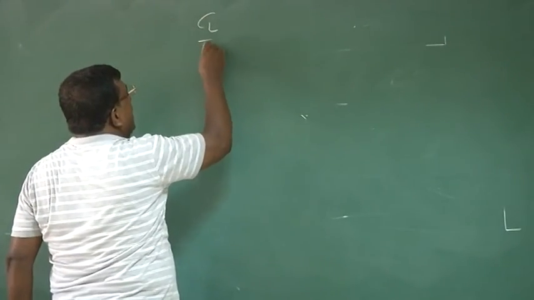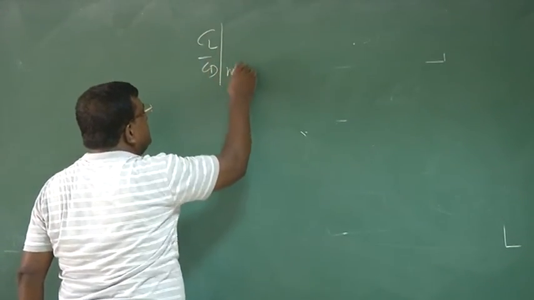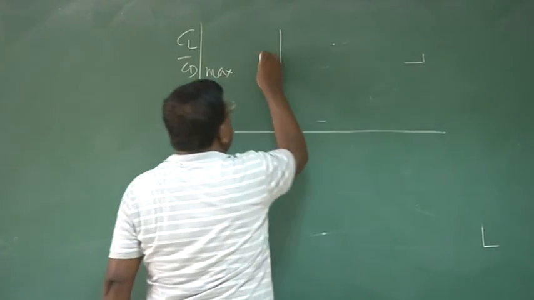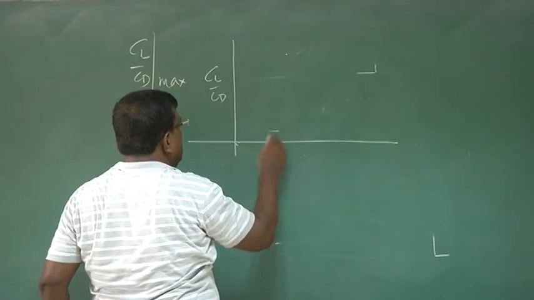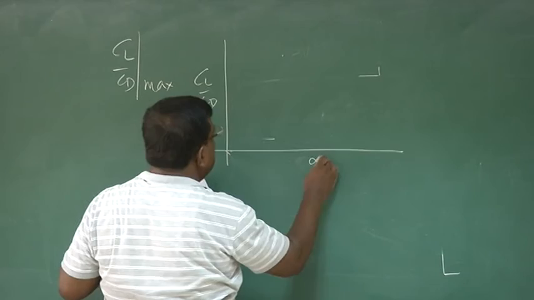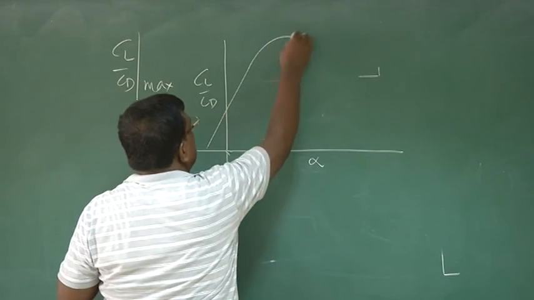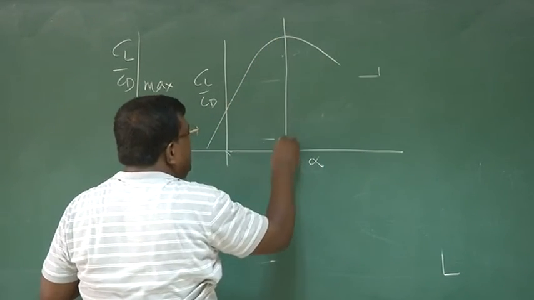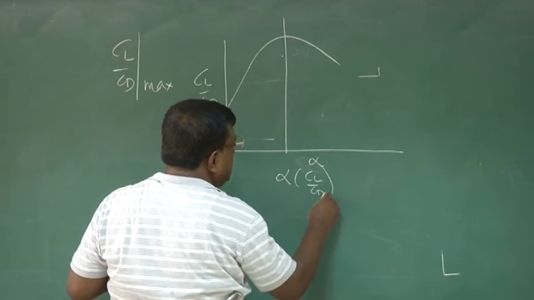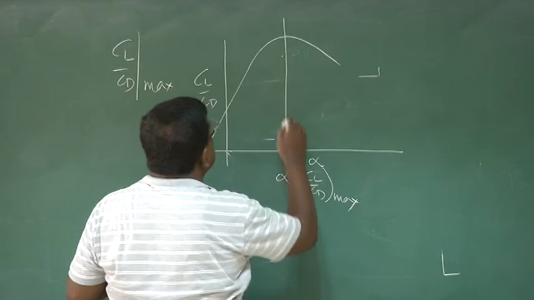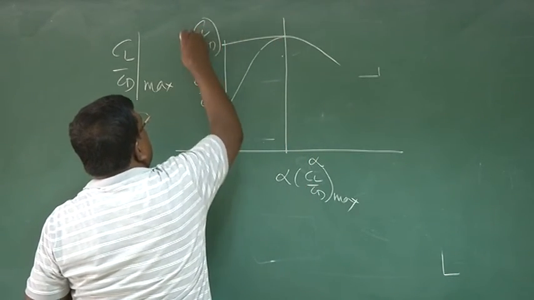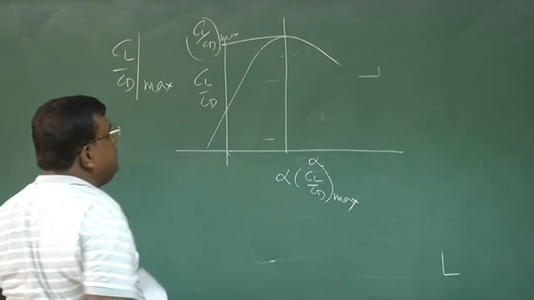CL by CD max. If we plot CL by CD versus CL, or let's say versus alpha, then the figure will go something like this. So there is a typical alpha for which CL by CD is max. This is CL by CD max. What is the message from here?